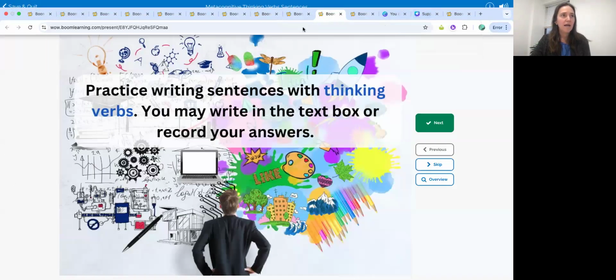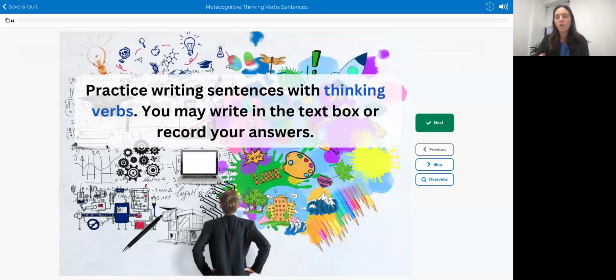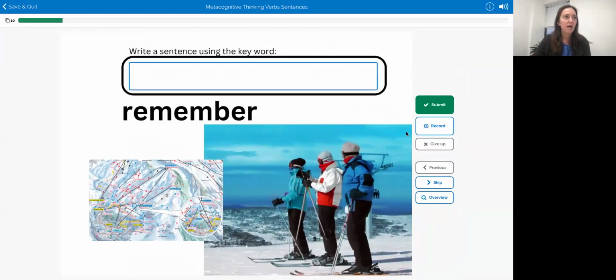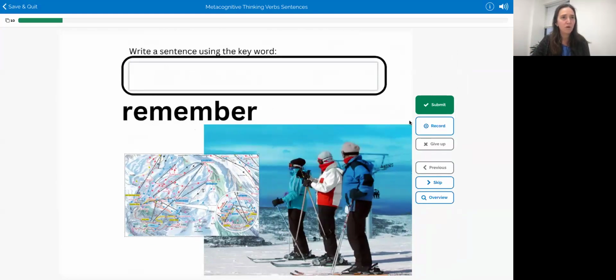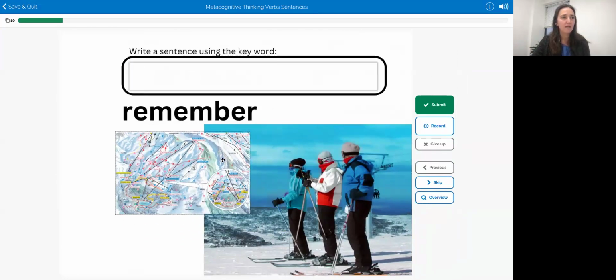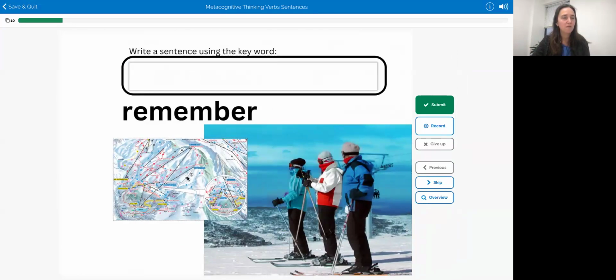I had mentioned self-talk, and some key words in self-talk are these metacognitive thinking verbs. But our kids with language difficulties might not always have some of this vocabulary easily at their disposal. And so this is just an activity to work on that explicitly. They have to write a sentence using this keyword or this metacognitive thinking verb. Okay, and they have all these moving parts. So maybe they have to use the word remember. They can also record that if they don't want to type. But let's think of a sentence that can use the word remember, this ski map. Okay, so it could be, I don't remember which way to go. Let's check the map.